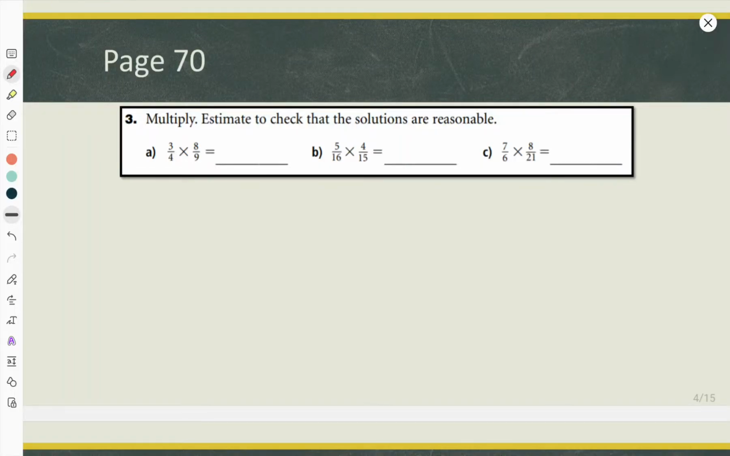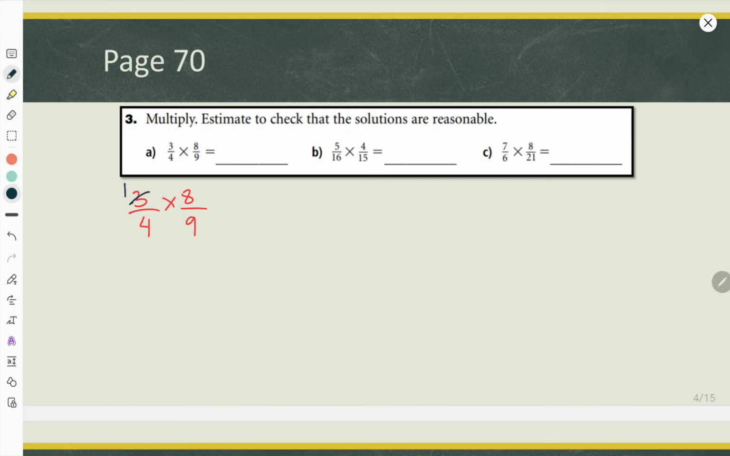So in this video we'll be doing the unit review of fractions, multiplying, dividing, and order of operations in fractions. Okay, the first one, guys, let's see if we can simplify anything. We have 3 over 4 multiplied with 8 over 9. Now let's see if we can simplify.